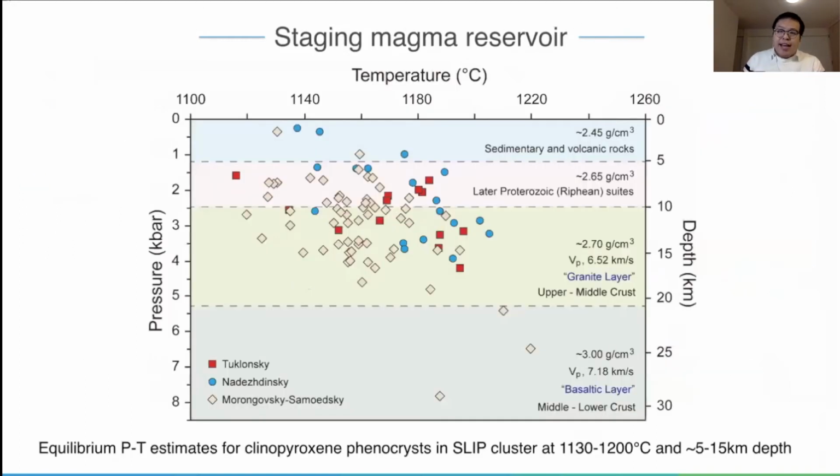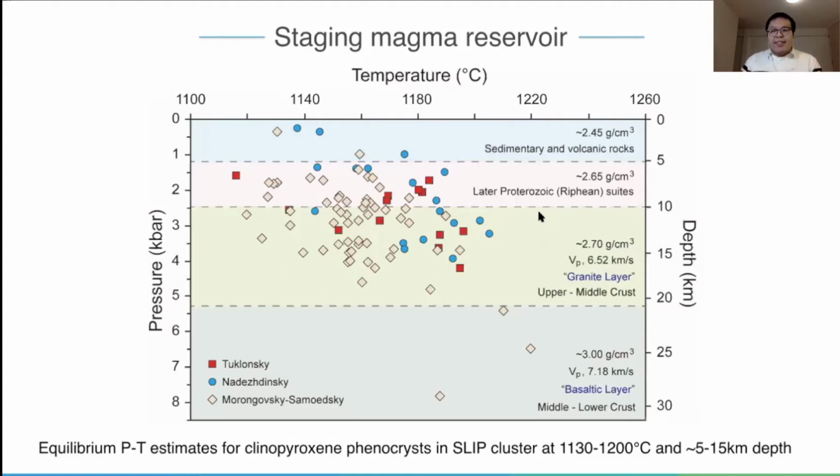Firstly, I collected the compositions of the CPX phenocrysts in the flood basalt and calculated their equilibrium pressure and temperature, and all of the data focus on these regions. This may suggest that the CPX stayed in this part, in this magma chamber. And this magma chamber sits on the boundary between the basement and the top sedimentary rocks.